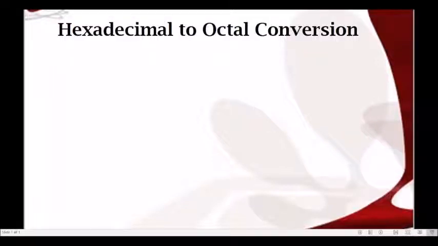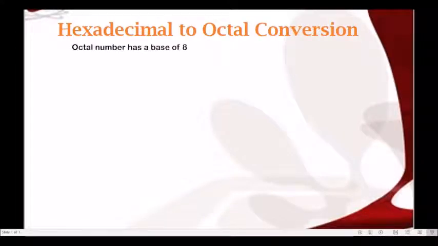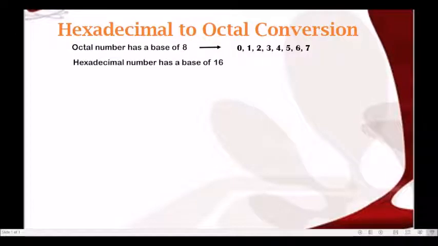Hi everyone, welcome to the conversion of hexadecimal to octal. An octal number has a base of 8 because it uses 8 digits to represent a number. These are 0, 1, 2, 3, 4, 5, 6, 7. Whereas a hexadecimal number has a base of 16 because it uses 16 digits to represent a number.